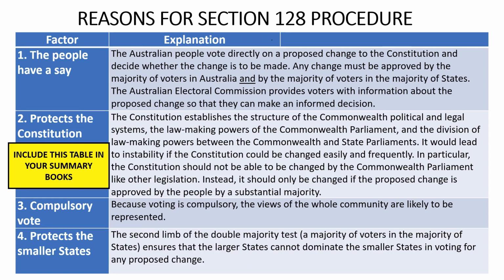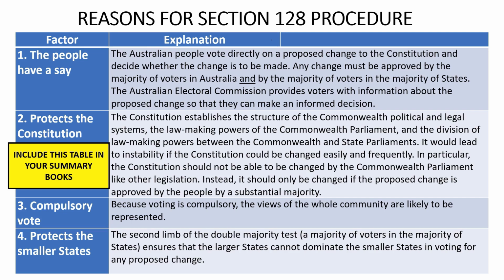The first reason is that under the Section 128 procedure, the Australian people are given a say in whether or not the Constitution should be amended. This is appropriate because the Constitution establishes Australia's political and legal framework, at least at the federal or Commonwealth level, and so it is important that the Australian people have a say in any changes to this framework.